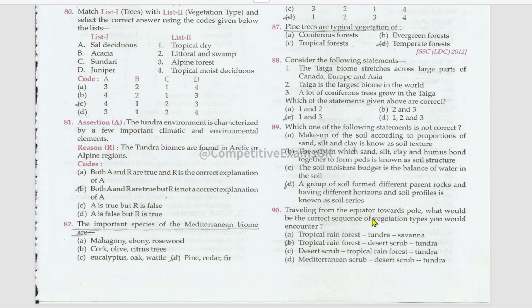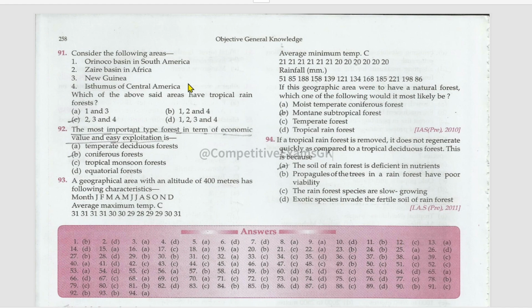Traveling from the equator towards the pole, what would be the correct sequence of vegetation types you would encounter? Tropical rainforest, desert scrub, and tundra. Consider the following areas. Orinoco Basin in South America. Which of the above said areas have tropical rainforests? Orinoco Basin in South America, no, false. It doesn't have tropical rainforests. Zaire Basin in Africa, it has. New Guinea, it has. Isthmus of Central America, it also has. So 2, 3, 4 have the tropical rainforest. Option 1 does not.